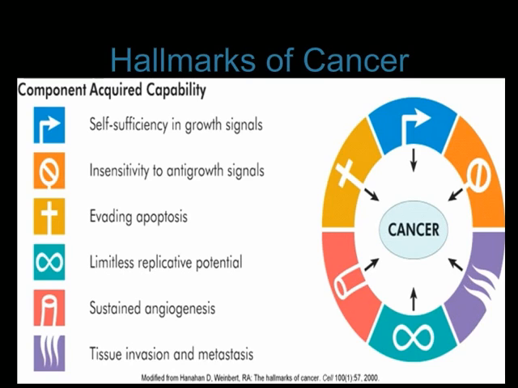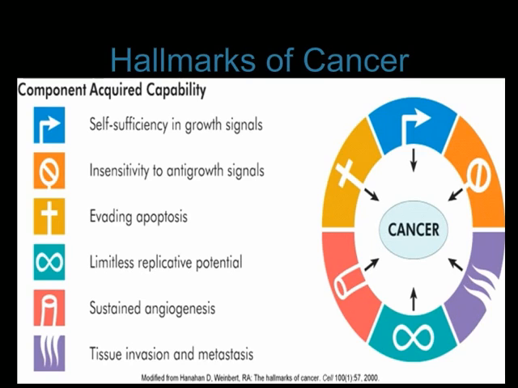They have limitless replicative potential. So the cell can just keep replicating and replicating and replicating without having any kind of control on the amount of replication that occurs. So that's why we can end up having either very diffuse cancers throughout the body, or we can have really large tumors that will form in some patients.